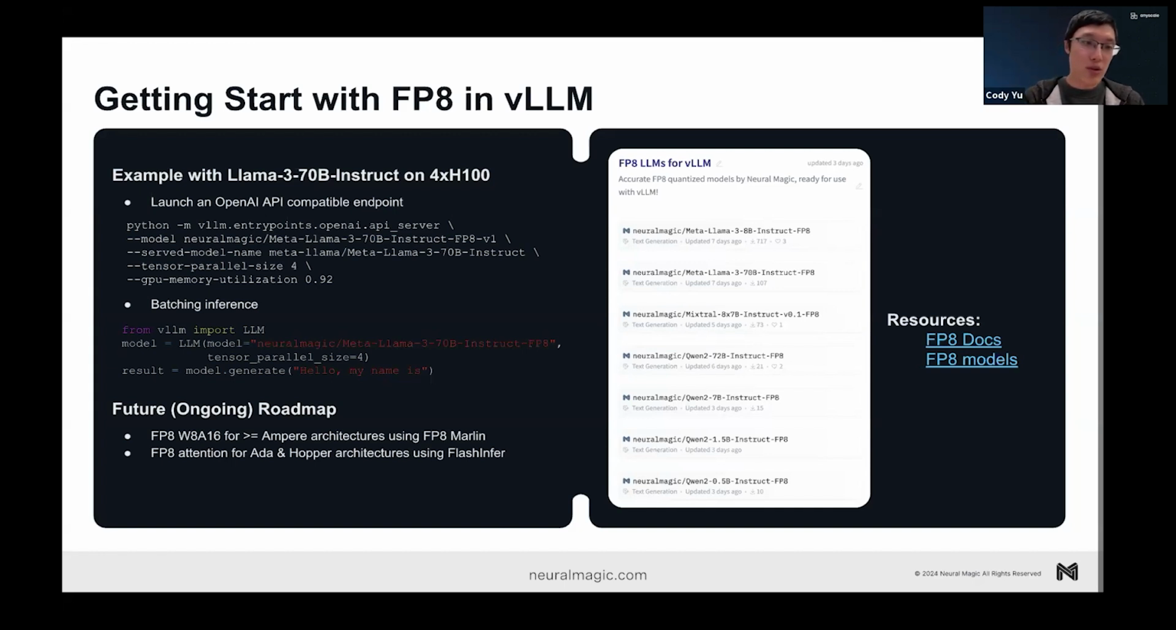Finally, here is the ongoing roadmap for us to keep improving FP8 support in vLLM. First is the FP8 W8A16 support for the Ampere architectures. Ampere architectures like A10 or A100 don't have native FP8 support in terms of computation, but we can still use the FP8 checkpoint to save some memory footprint. In this case, we keep the weights in FP8 but keep the activations in FP16. We can still get benefit, especially for small batch sizes, because it's memory bound. So if you can reduce the memory by half, it will still be super helpful.